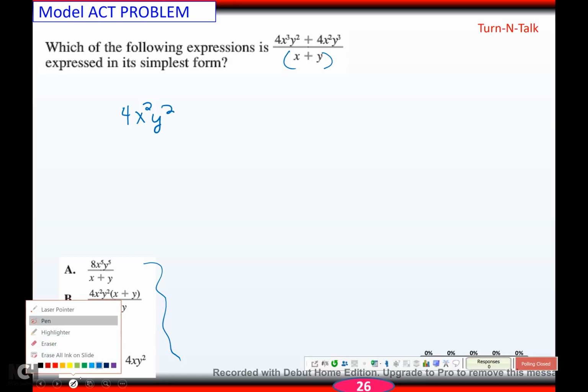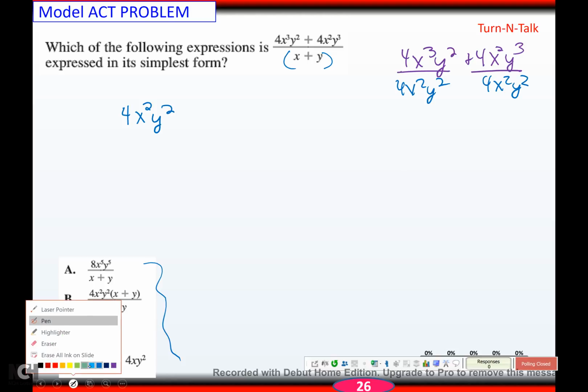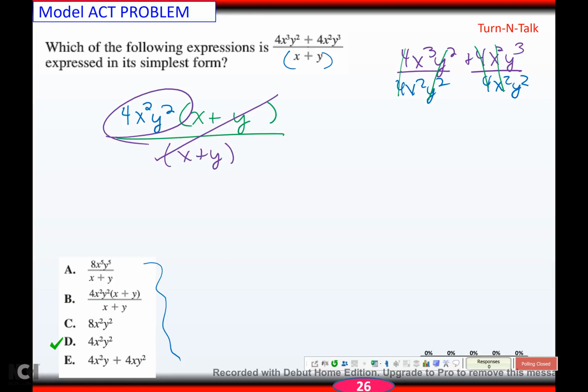If I GCF that out, what you're doing, let me write it to the side here, is you're dividing out that 4x squared y squared. Whatever is left is your other factor. Remember we just went through a whole factoring thing? Alright, so the 4's cancel. X cubed divided by x squared is x, and the y squareds cancel. Plus, the 4's cancel, the x cancels, and the y cubed divided by y squared is y. So that's all over my original denominator, which was x plus y. Those cancel, and that's what's left in simplest form.